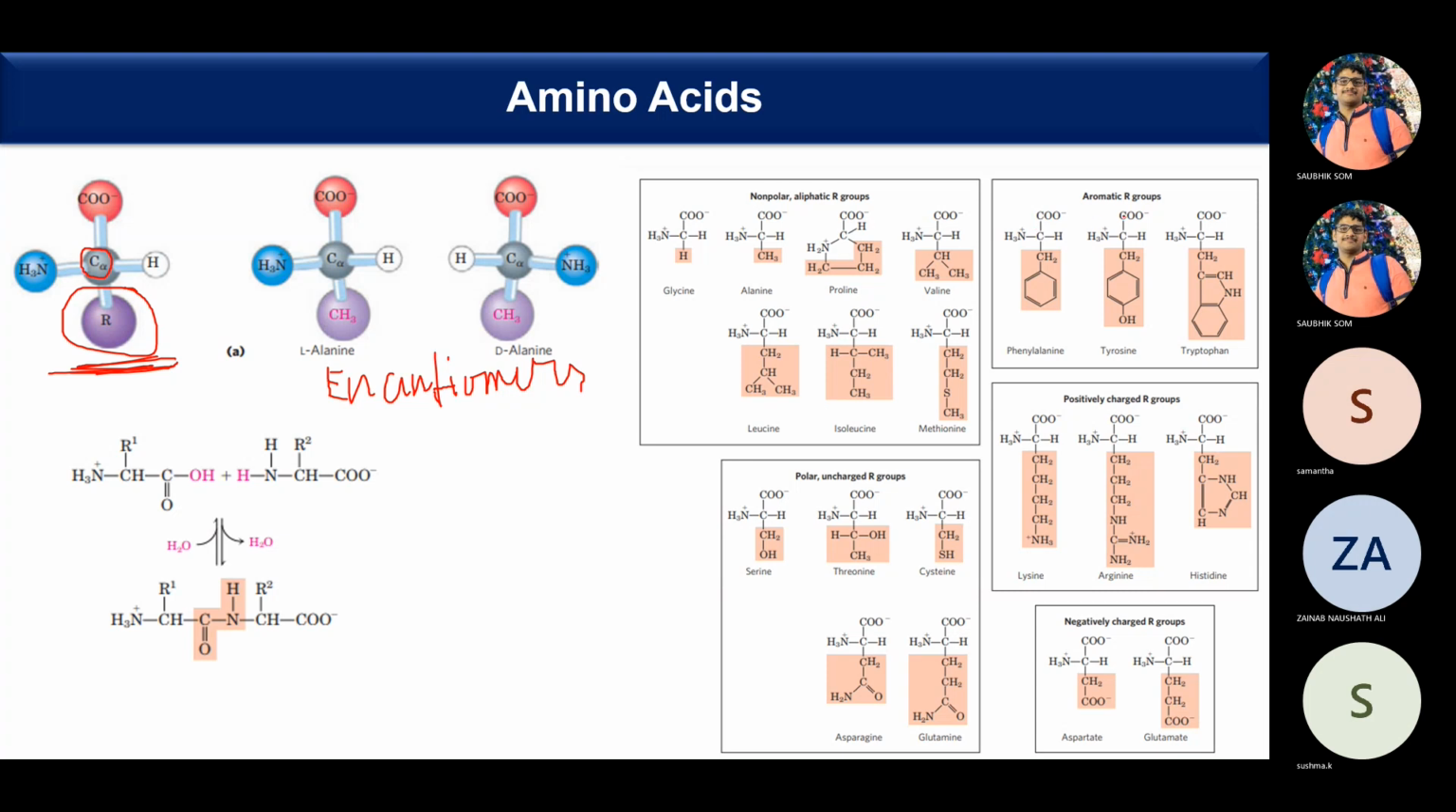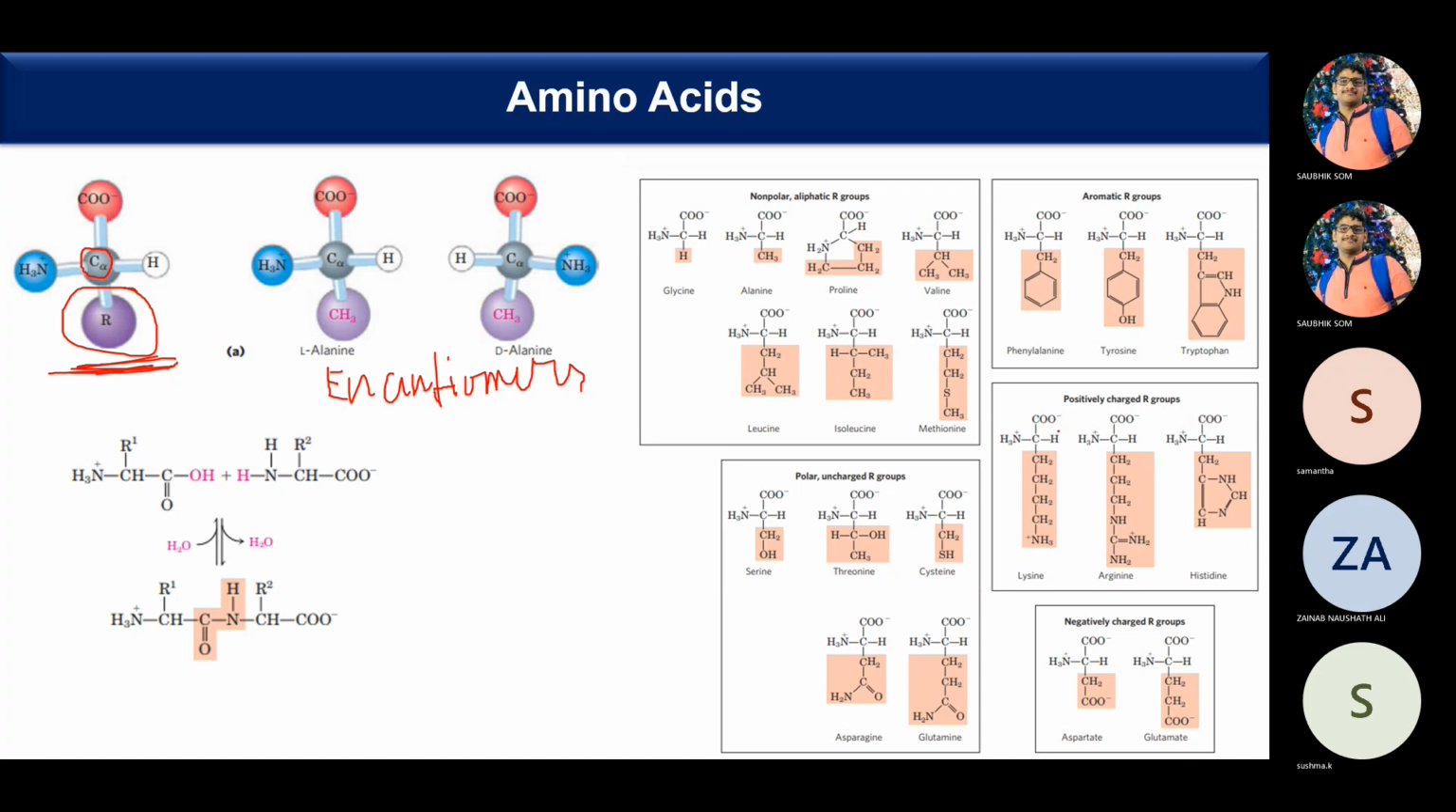Then some have aromatic R groups, like phenylalanine, tyrosine, and tryptophan. Then we have polar but uncharged R groups. These are polar, containing either OH or SH, or CONH2 bonds like that. So these are polar but uncharged R groups. Since they are polar, they won't prefer the hydrophobic part of the protein, but in certain conditions these can become charged.